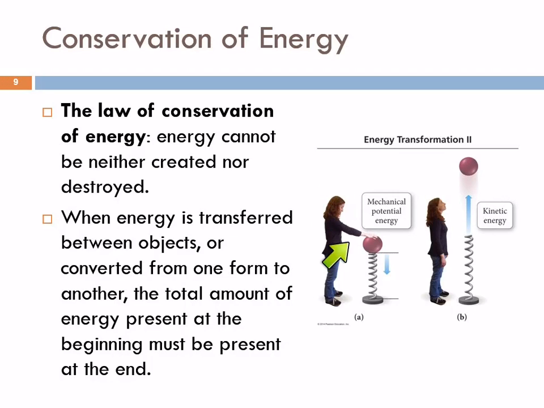In this illustration, this woman is pressing down on a ball on top of a spring. And as she presses down, she's giving mechanical potential energy to this ball by compressing the spring. It's not a string. And when she releases it, that mechanical potential energy is converted into kinetic energy, and the ball shoots up into the air.